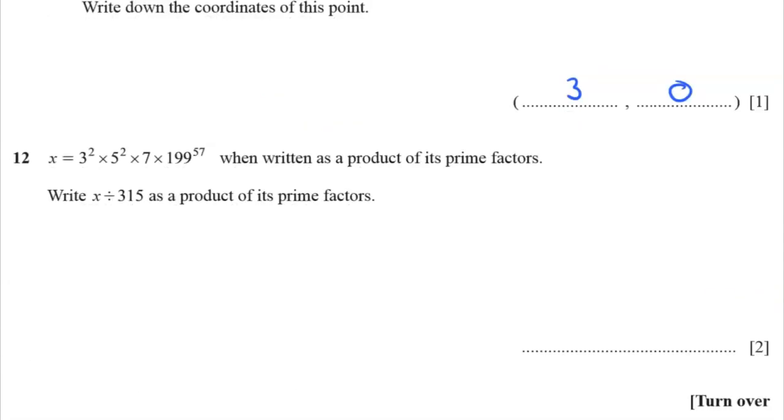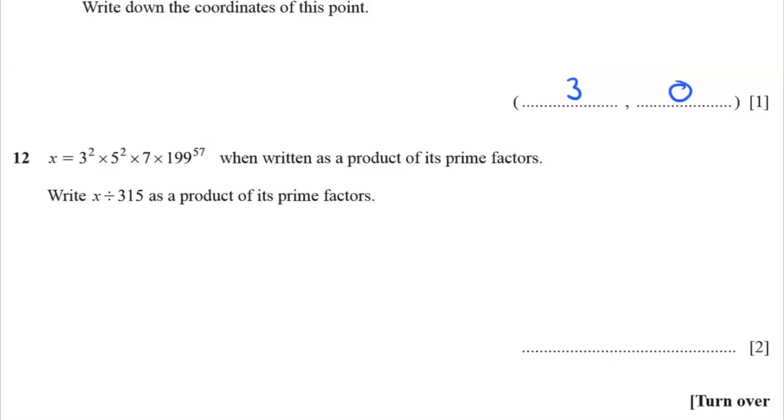Question 12. All right, that looks a little freaky. We've got x is 3 squared, no, it is 3 squared times 5 squared times 7 times 199 to the 57 when written as the product of its prime factors. Of course, the powers just mean it's 3 times 3 times 5 times 5 times 7 times 199, 199, 199, and that goes on, 57 of them.